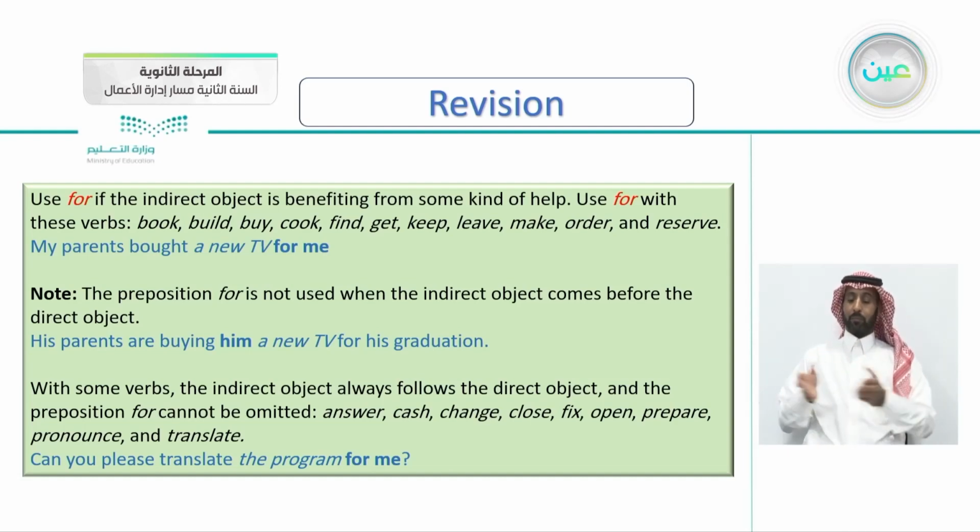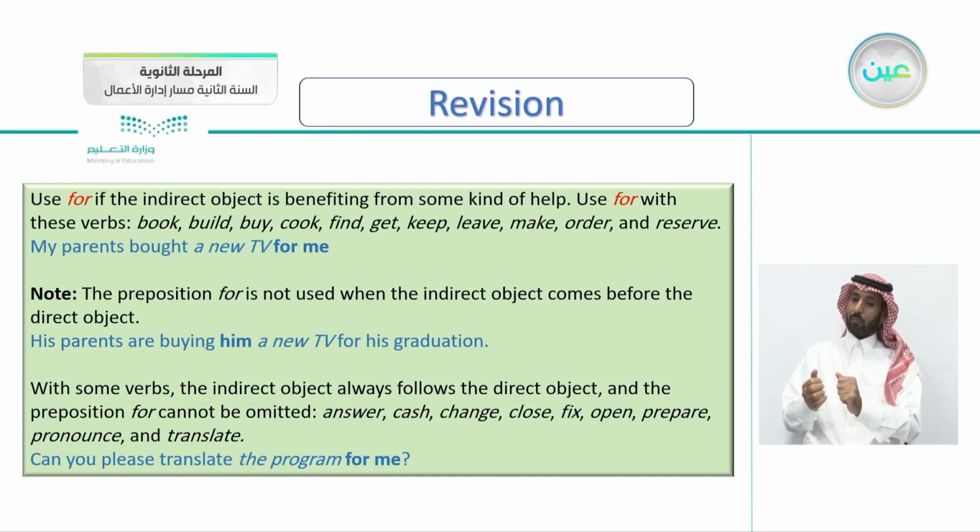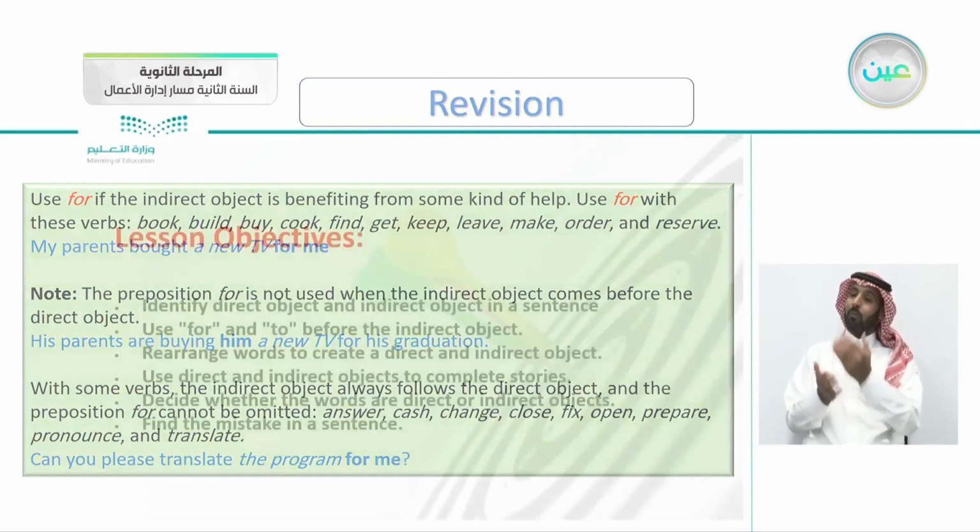The preposition for is not used when the indirect object comes before the direct, as mentioned before. With some verbs, the indirect object always follows the direct object, and we cannot omit the preposition for. Verbs like answer, cash, change, close, fix, open, prepare, and etc. Can you please translate the program for me?